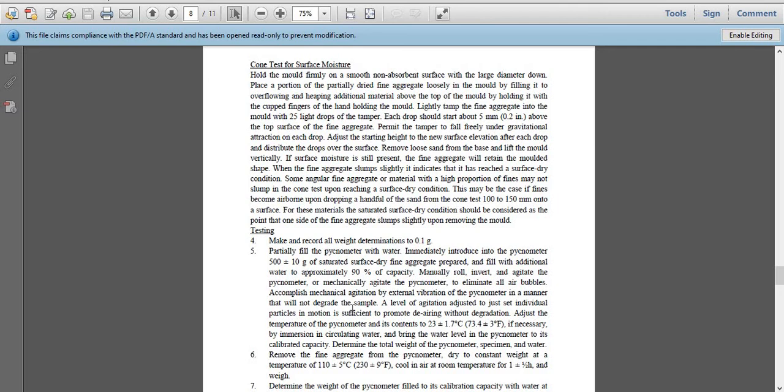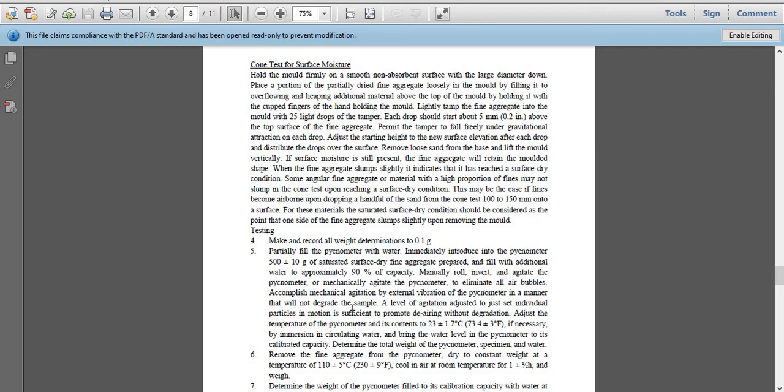Okay, so just now I said the testing is divided into 3 parts, right? Part 1, part 2 and part 3. So the part 1 is called the cone test. The cone test is carried out to ensure the river sand is in SSD condition. What is SSD condition? The full term of SSD is saturated surface dry. So that means the sand particles' surface should be dry, but inside it should be saturated with water. You need to ensure that using the cone test.